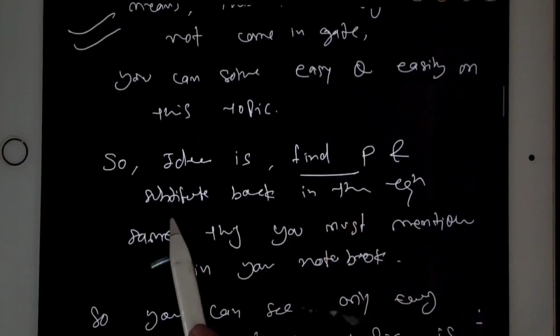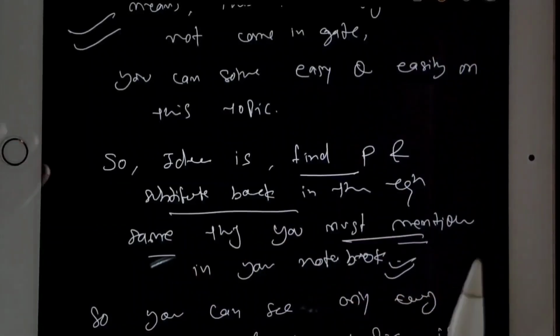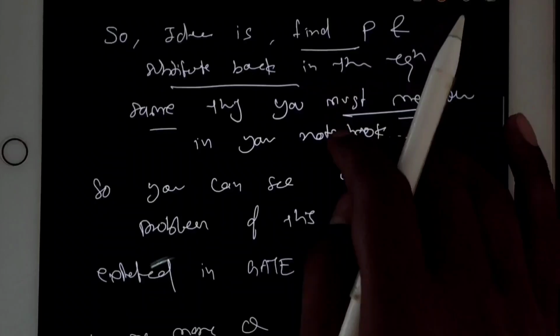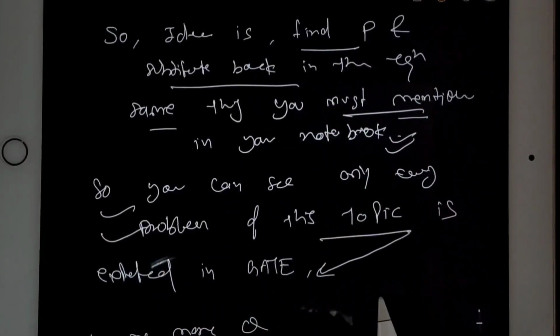So the idea is to find p and substitute back in the equation. Same thing, you must mention in your notebook also, just now whatever you have undertaken. Now you can see only easy problems of this topic will be asked in the GATE exam. So just revise the topic, what is the procedure.